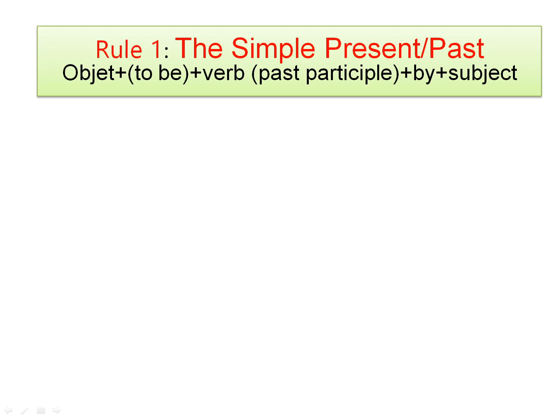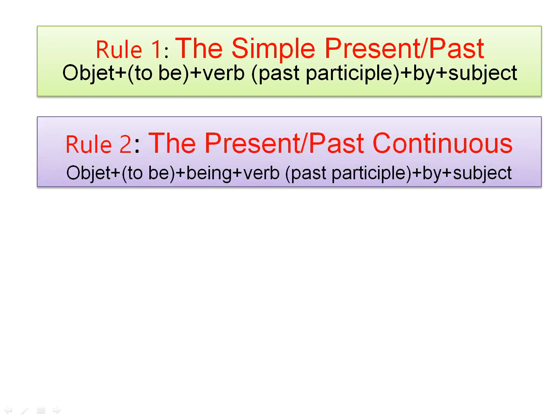First rule, the simple present and simple past. Here you look at the main verb, what tense it is, and then you use the rule, which always starts with the object, then to be, then the verb in the past participle, then by, then the subject. In the other rules, again, you always start with the object.